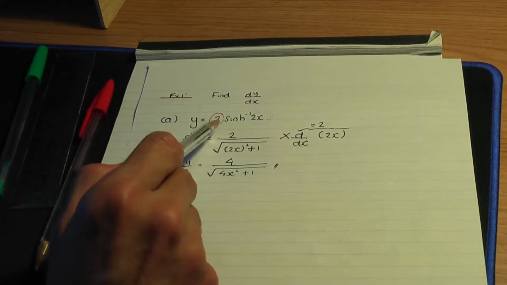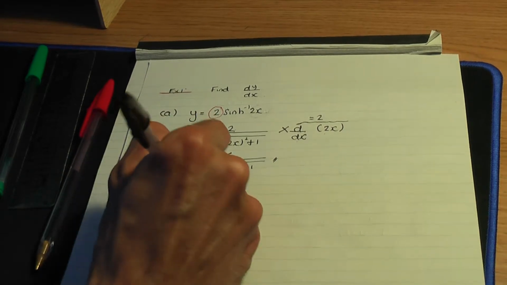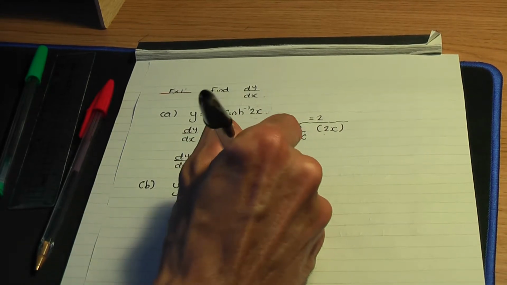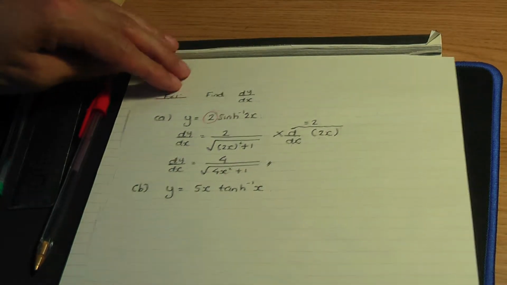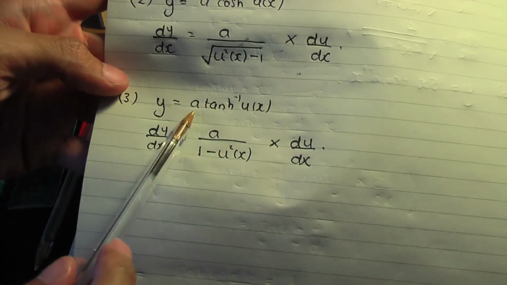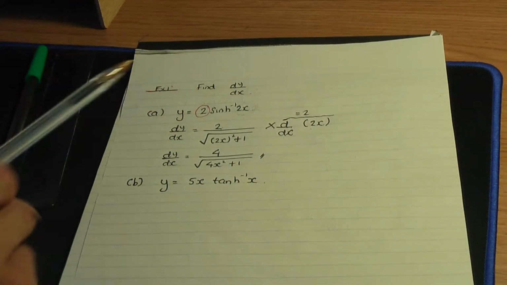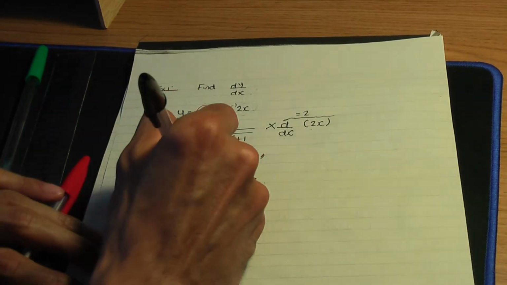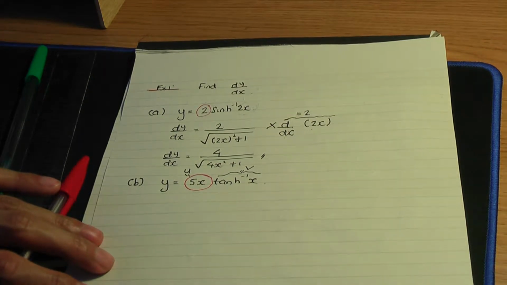So remember, we only apply the result if the term in front of the function is a constant. In part B, supposing y equals 5x hyperbolic tan inverse x. Just to remind you, we can't use this result over here because a is not a constant. A in our example here is 5x, a function of x. So if it is a function of x, we need to use the product rule in this case. It's a multiplication or product of functions. So I take u as 5x, and v the remaining term, hyperbolic tan inverse x.